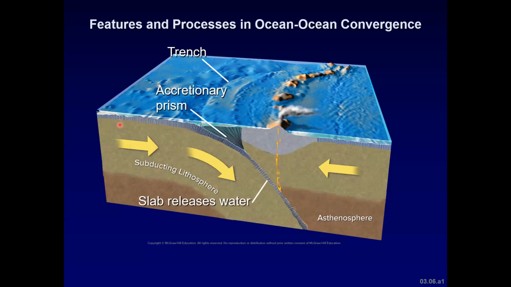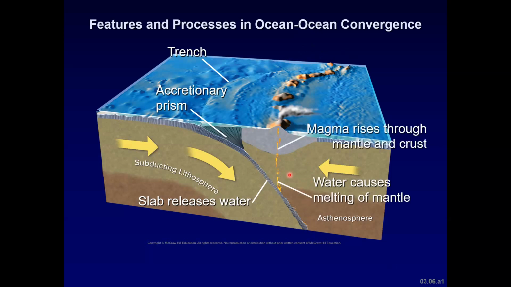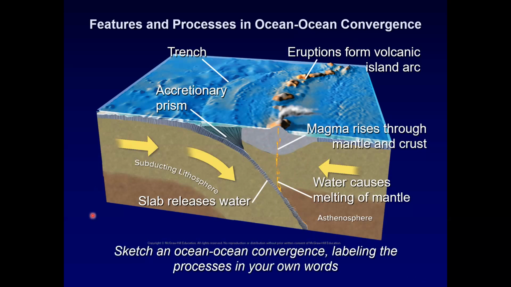There are, simply put, chemical reactions that occur when this slab moves down and subducts. It releases water from the oceanic crust. Water actually lowers the melting point of this material, and it causes melting of the overlying mantle. Not the slab, but the overlying mantle. And then some of that will rise up and erupt as island arcs. So there you have that. If you want, you can sketch this.